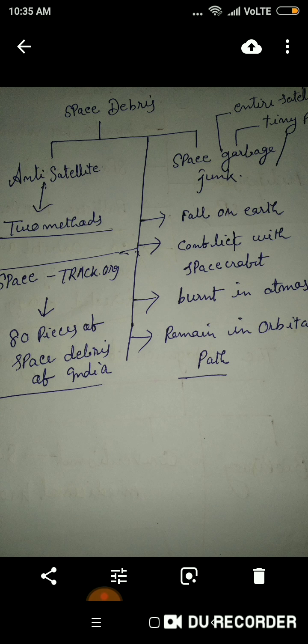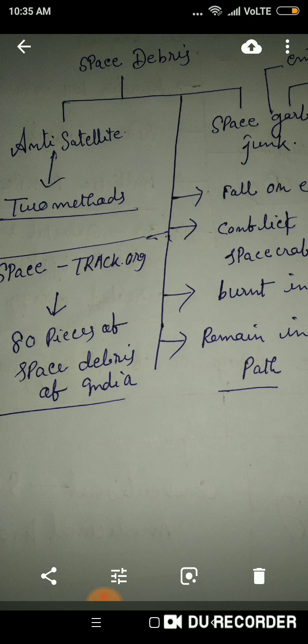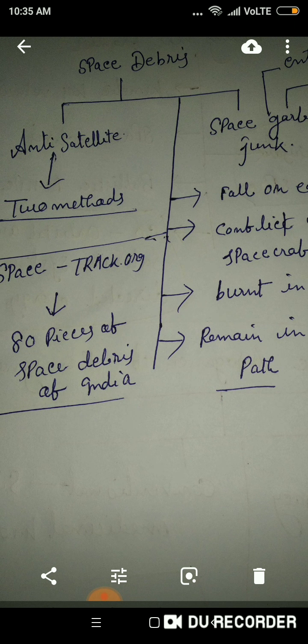In my previous lecture, I told you that there are two methods of anti-satellite test. One creates space debris and the other does not. I am not going to reiterate them. Try to find out what those two methods are. You can refer to my earlier video. It is equally important for prelims and mains.